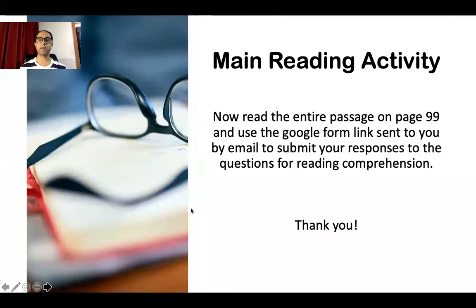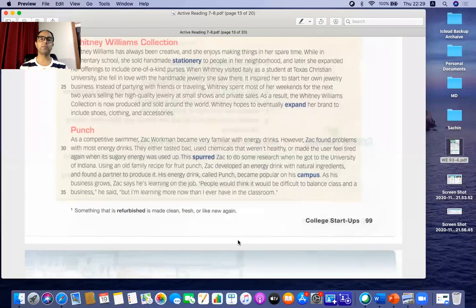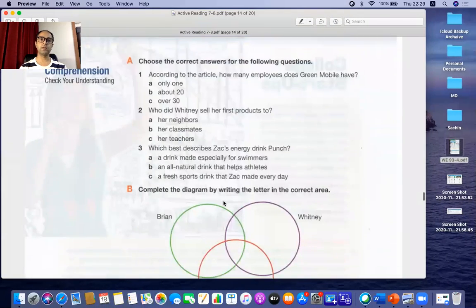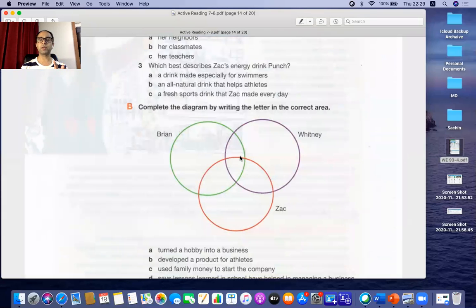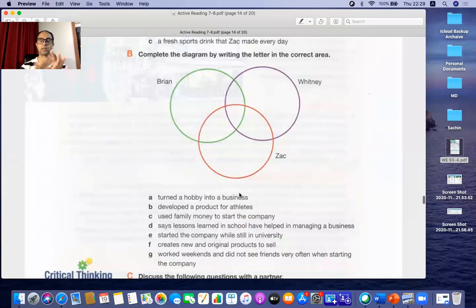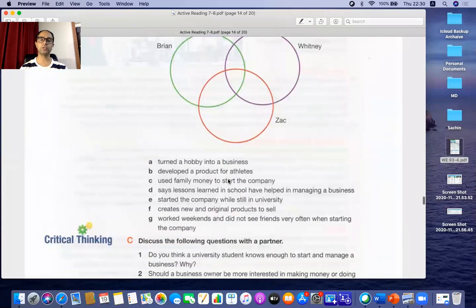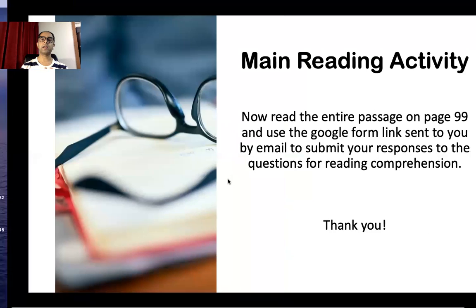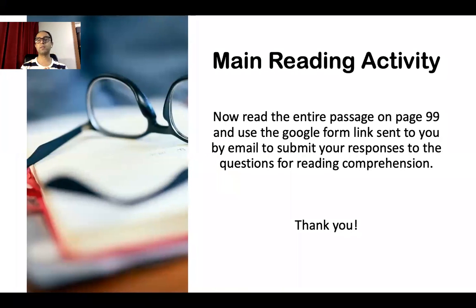Then after you finish the passage, use the Google form link sent to you by email and submit your responses to the questions for reading comprehension. The questions will be from page 100, this part. This is in the textbook, it's in a diagram, but in the assignment, it's made into matching, okay, matching. So which one goes to all these 3 people? You have to choose. That will be your assignment, and I hope you'll have a good time with the assignment.